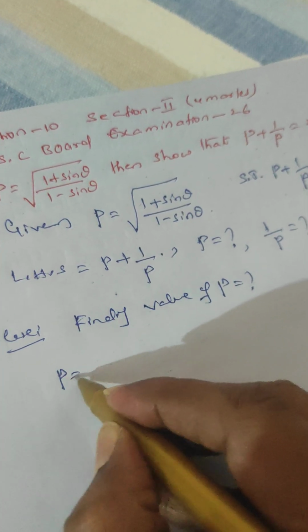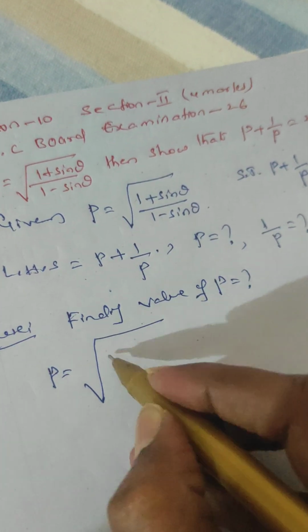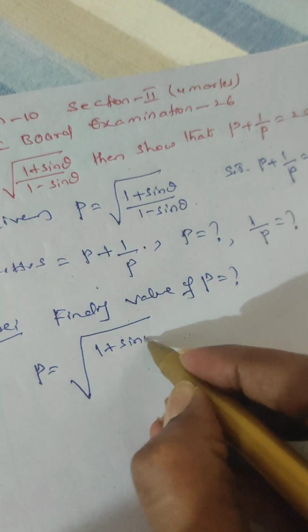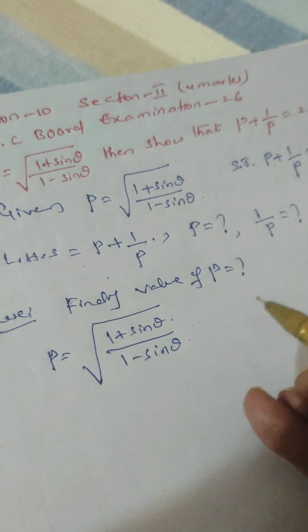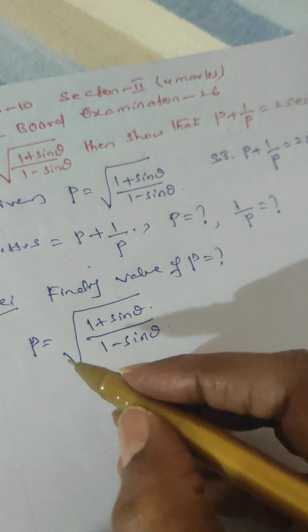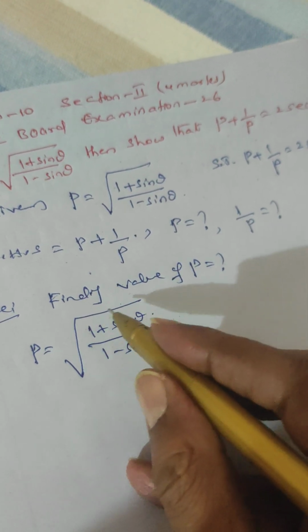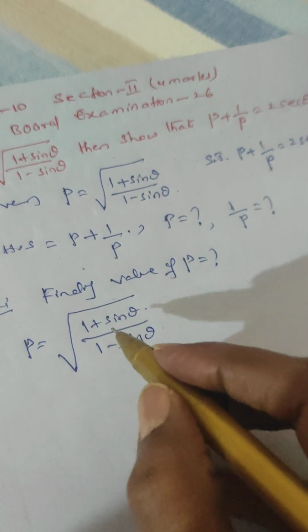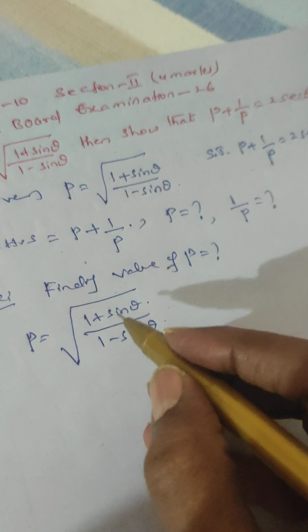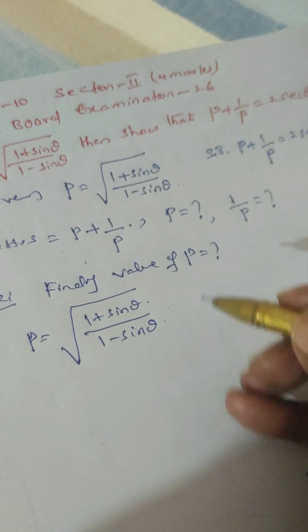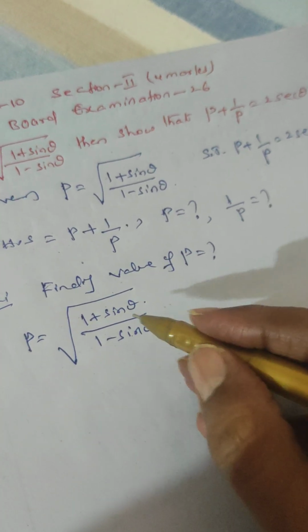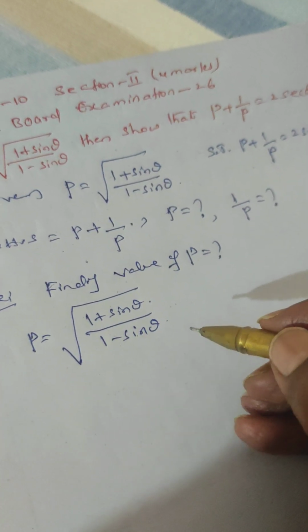What is the given P value for me? P equals under root of (1 plus sine theta) by (1 minus sine theta). Why am I trying to find out the value of P? As the given P value has a root, it will be difficult when we have roots in the numerator as well as in the denominator. So I am trying to modify the value of P without any root. Let us try whether we get it or not.